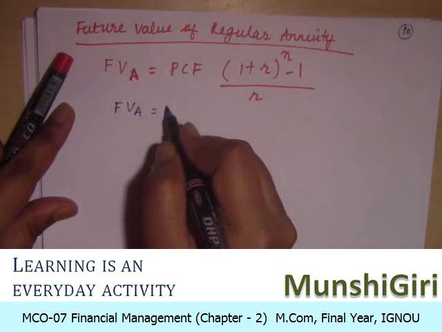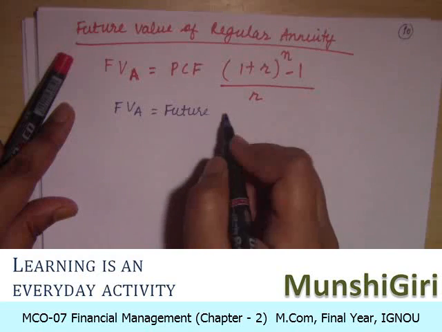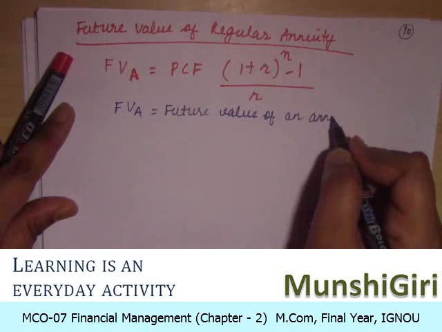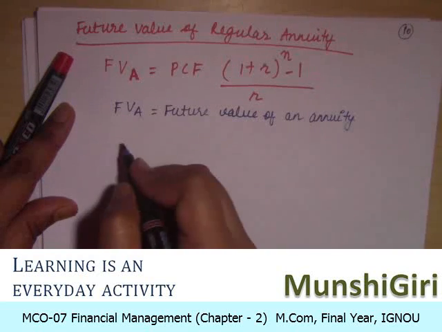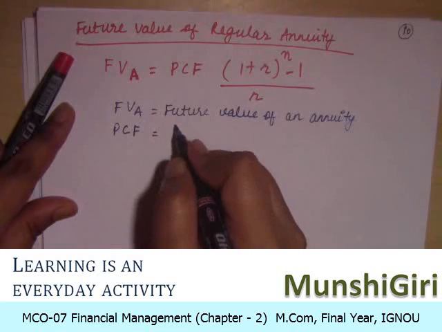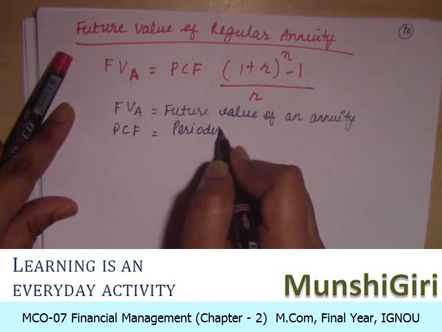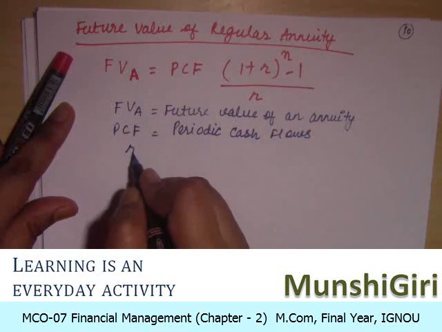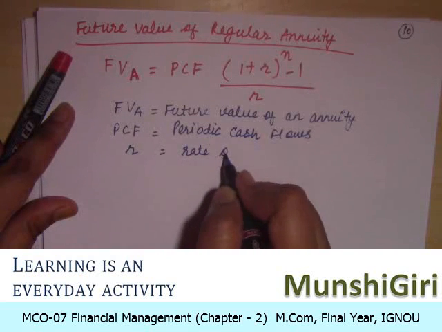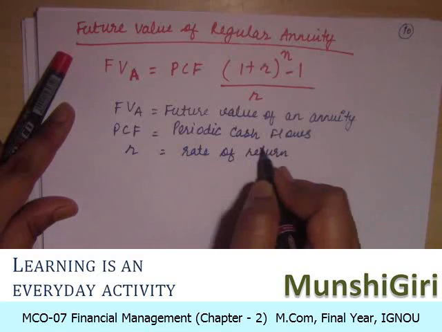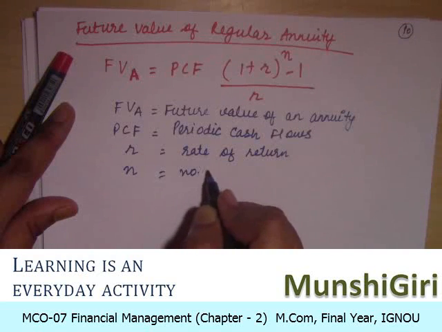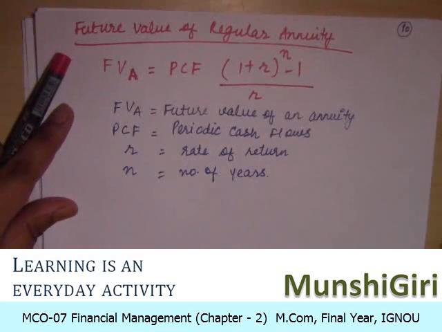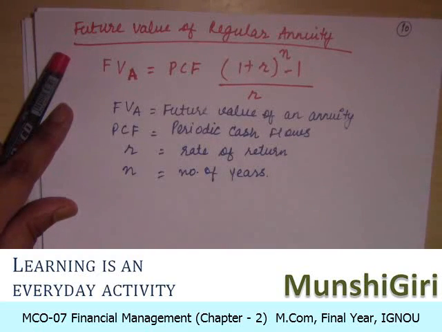FVA is equal to future value of an annuity. PCF is periodic cash flows. R is the rate of return. And N is number of years. Let's look at an example on this.